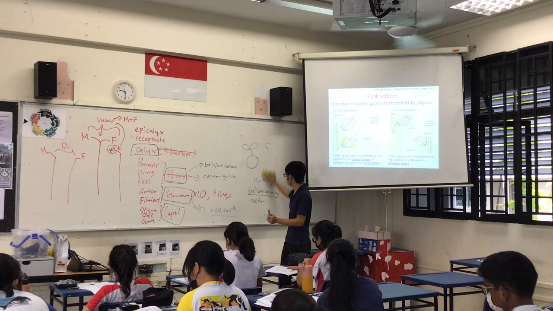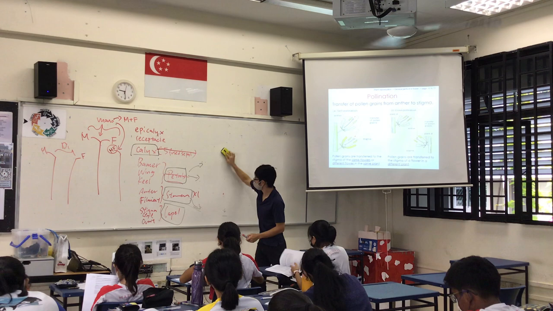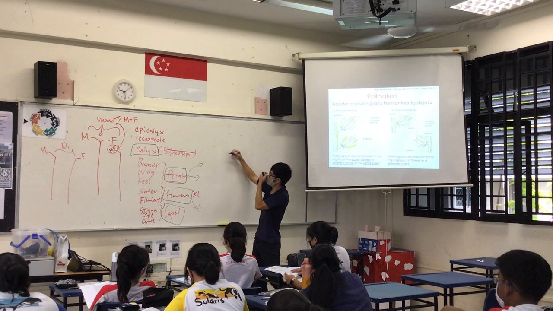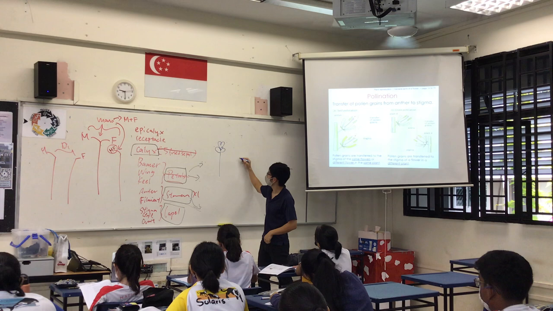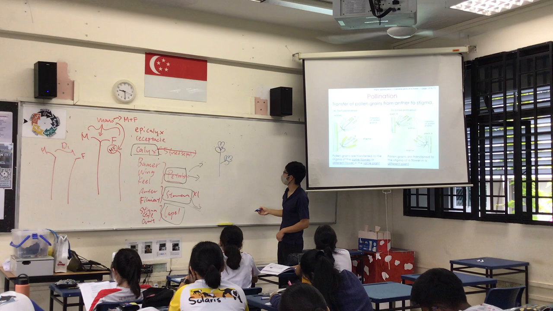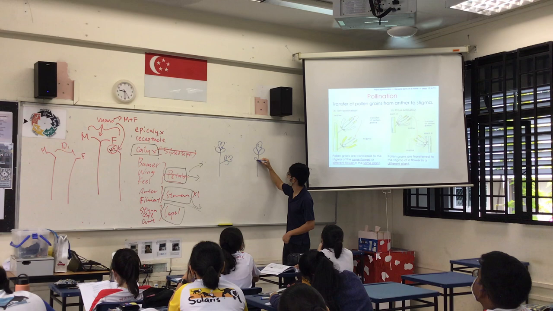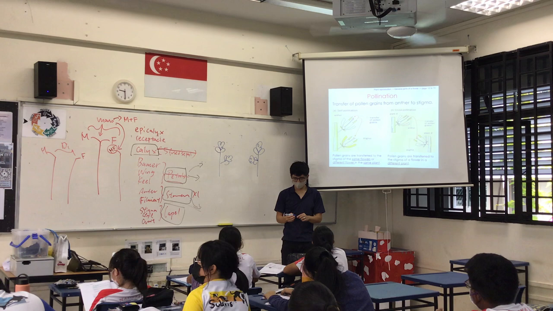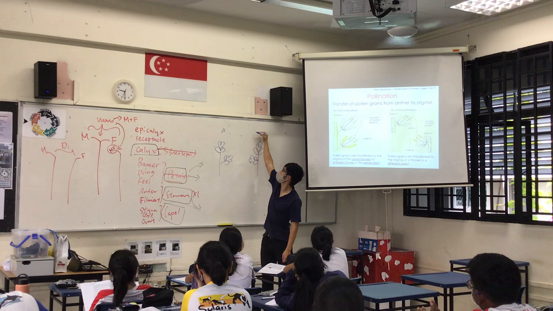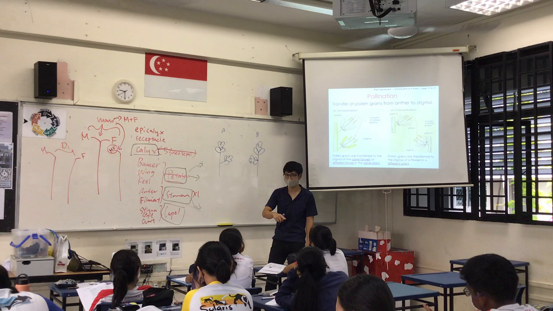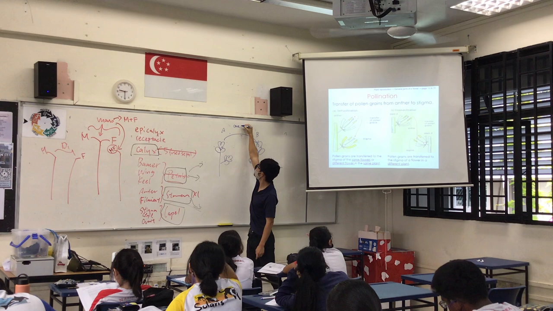What is the difference between cross and self-pollination? Okay, you tell me that. Here I have plant one with a flower, and then here's another flower. Then maybe here I have another plant. What does cross-pollination look like? Cross-pollination is? Pollen grain from one plant goes to another plant.